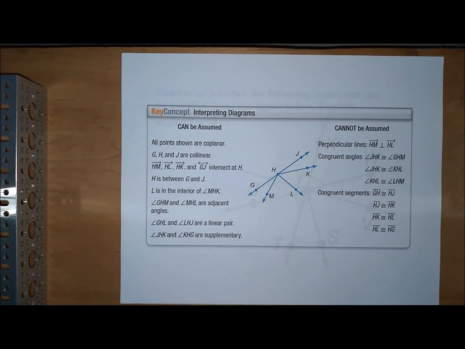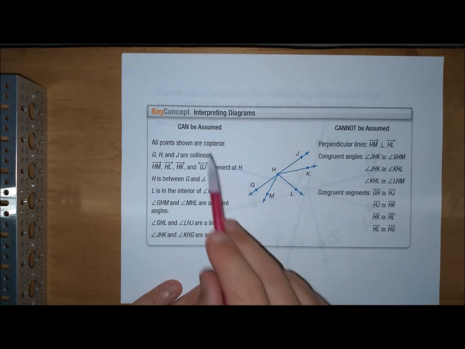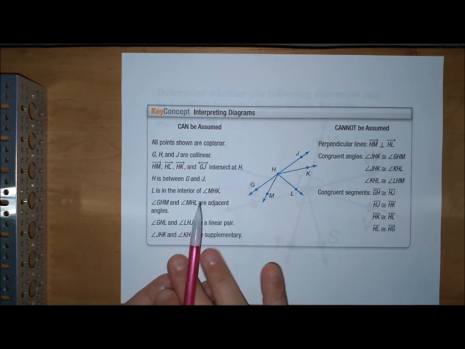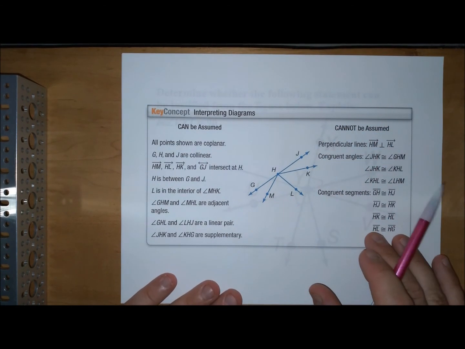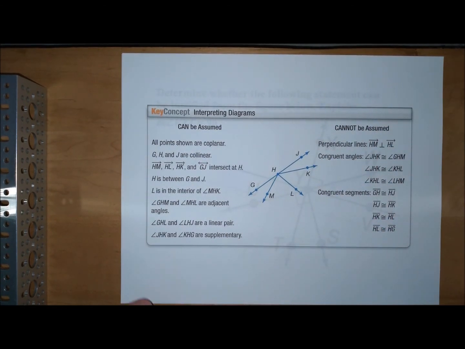All right, here's perhaps one of the most important concepts in the whole class, because we're going to be reading these diagrams all year long, and we've got to know what we can and cannot assume when we take a look at a diagram. Over here on the left, we have things that can be assumed, and then we're going to talk about things over here on the right that cannot be assumed from these diagrams.